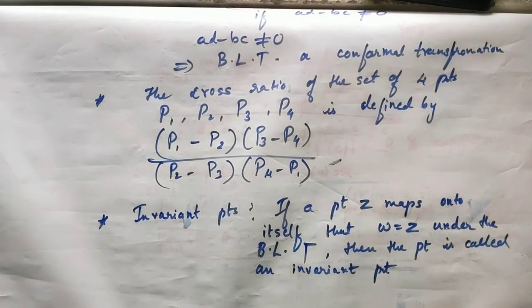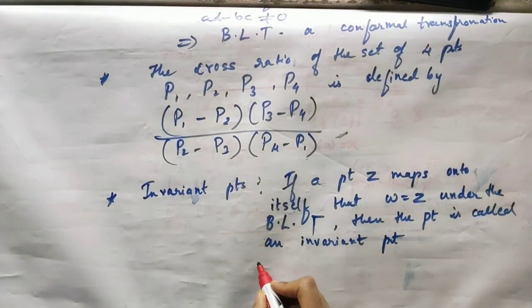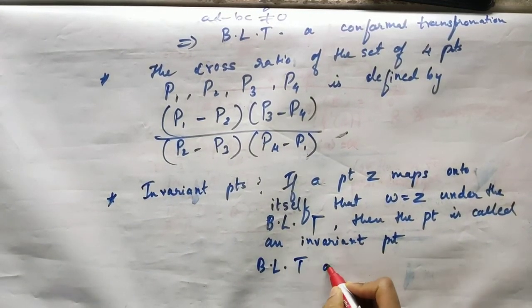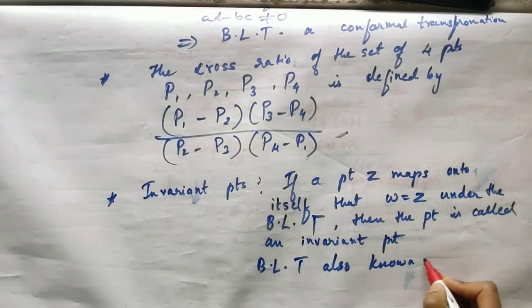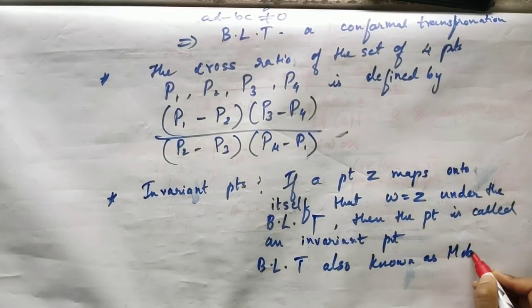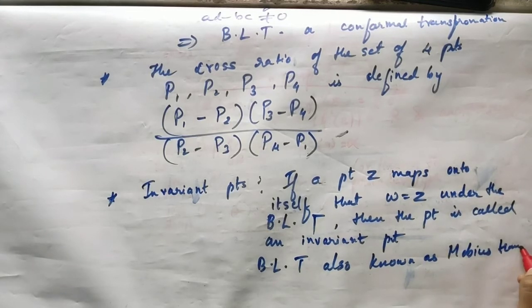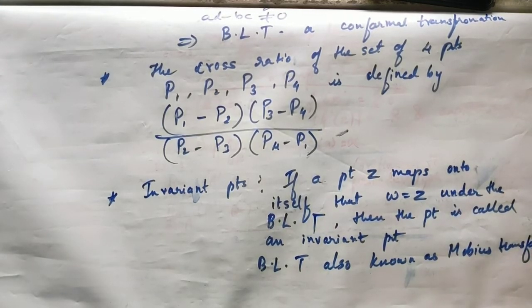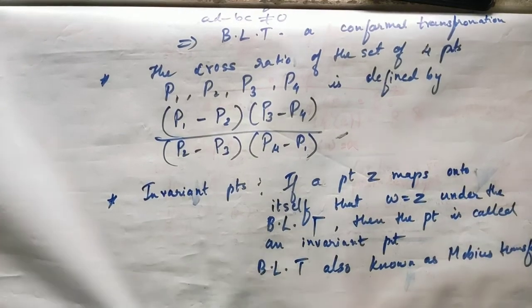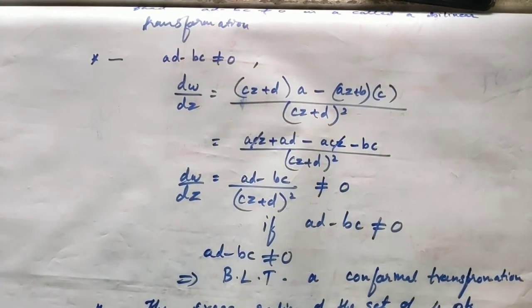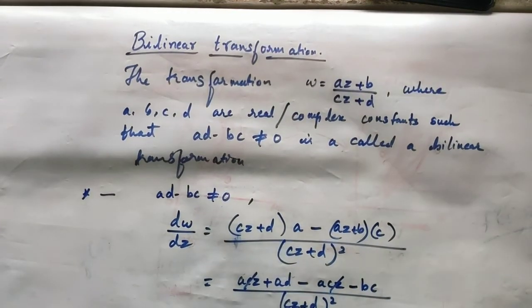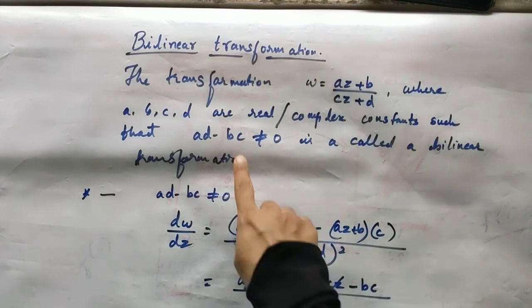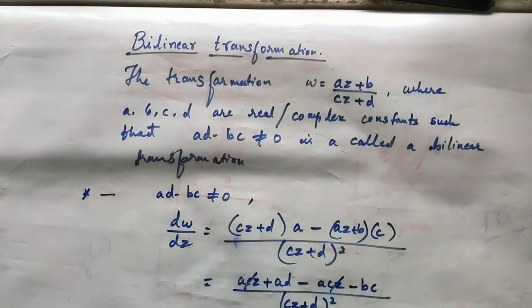So BLT is also known as Mobius transformation. You should know that. These are some important points related to BLT or bilinear transformation. Right from the definition, I have just collected all the important points which are necessary to understand and work with the problems. Finding the cross ratio, why this condition is imposed, that also should be clear to you.